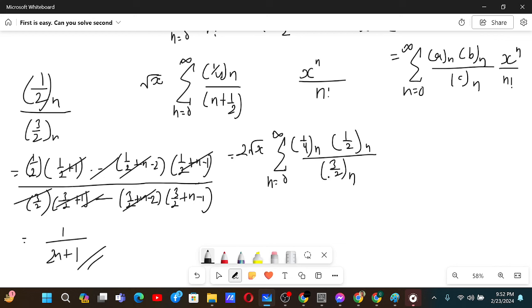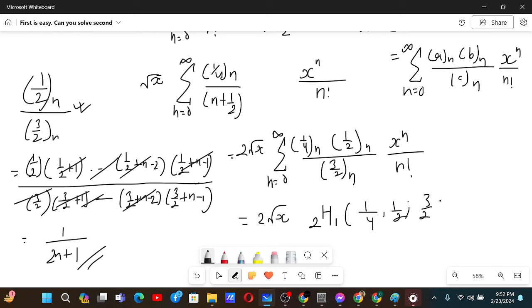There are some other ways too, from which we can find these things, which I want you to explore yourself. But I've just shown the evidence that it holds true, but there are ways which you can discover on your own. x to the power n by n factorial. Now we know that this is just 2 root x times the ordinary hypergeometric function of 1/4, 1/2; 3/2; x. So this is the solution to this problem.